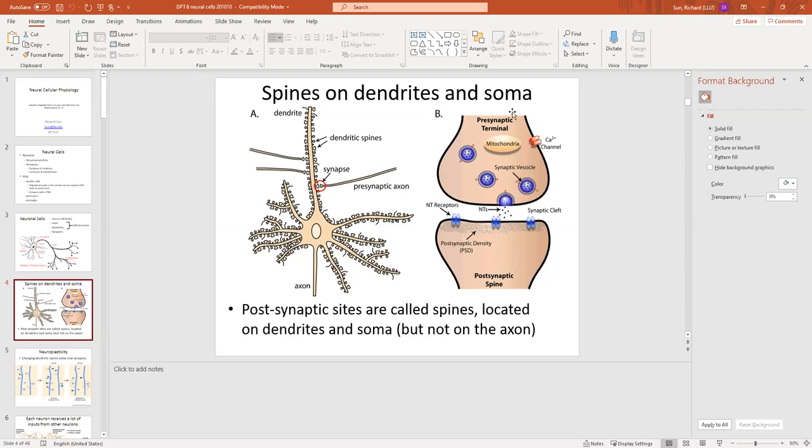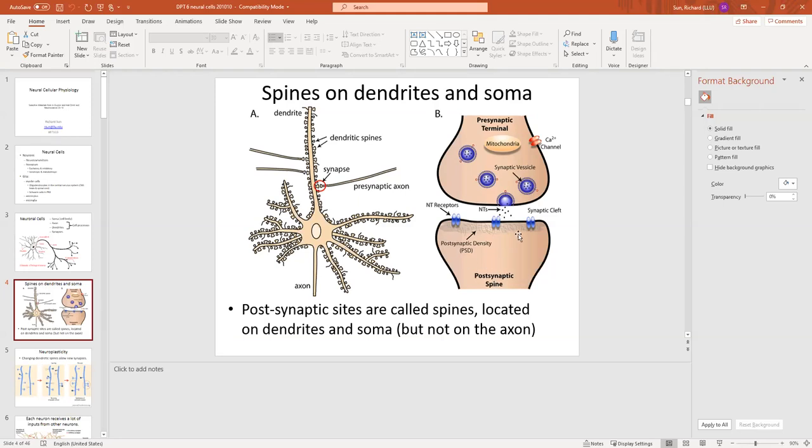So here is the spine. Here you can see that this is the spine. The spine is the postsynaptic site. Here is the pre. So, very typical, the action potential travels down here and releases the neurotransmitter. There are different kinds of neurotransmitter that bind on the receptor and cause the transmitter signal to the postsynaptic site.